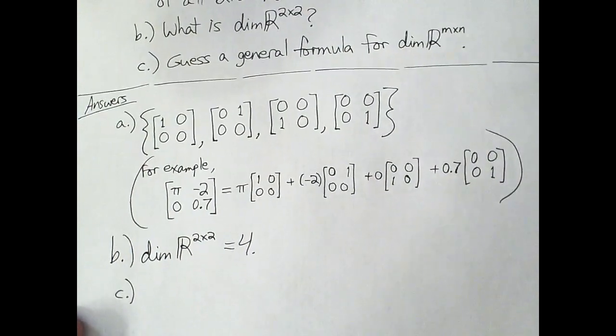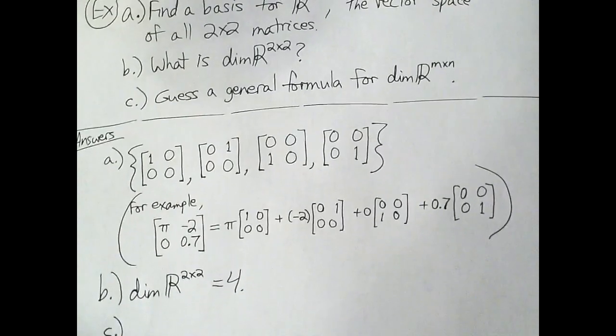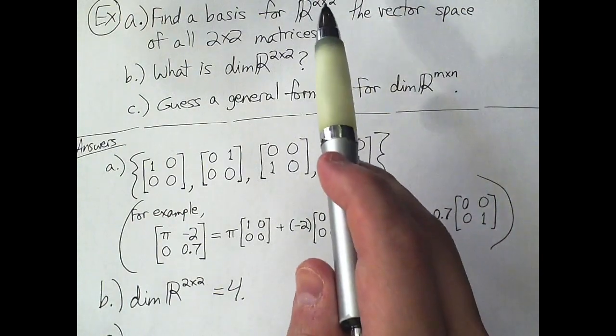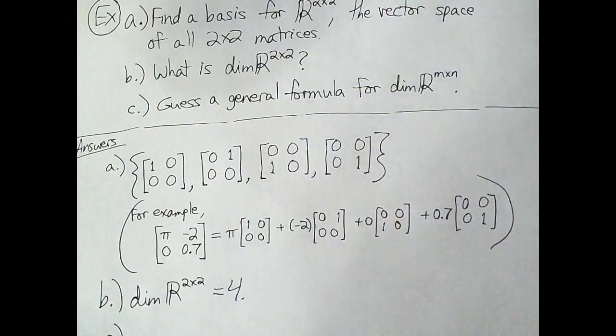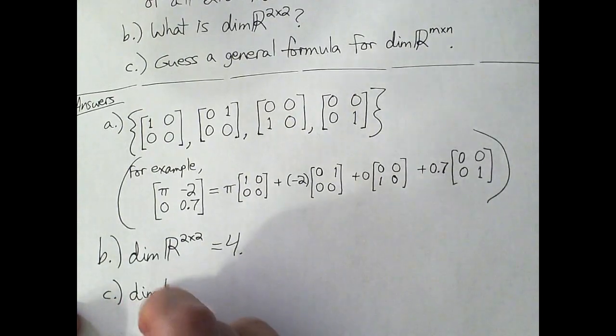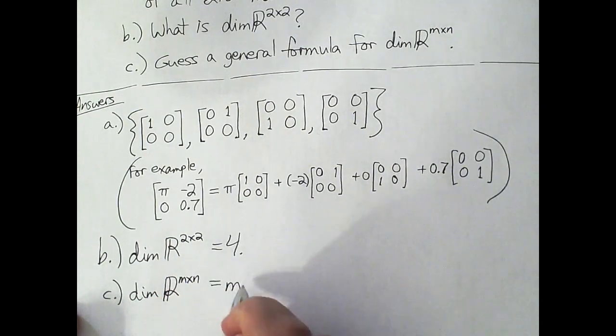So what do you think? We want to guess a general formula for the dimension of m by n. Well, I didn't really give you a lot to go off of. We only did this one example, but for the 2 by 2 case, we got a dimension of 4. So in fact, the guess that I was looking for, and the correct answer, is mn.